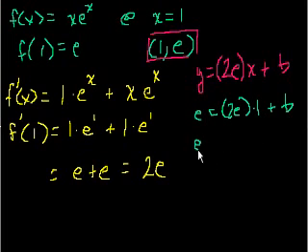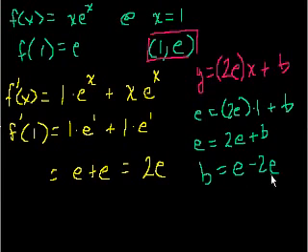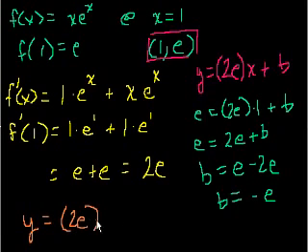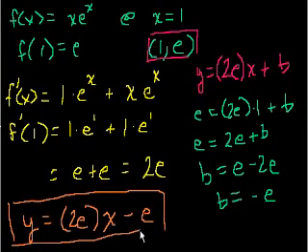And let's solve. So you get e is equal to 2e plus b. Let's subtract 2e from both sides. We get b is equal to e minus 2e. b is equal to minus e. Now we're done. What's the equation of the tangent line? It is y is equal to 2 times e x plus b, but b is minus e, so it's minus e. So this is the equation of the tangent line. If you don't like these e's there, you could replace that with a number 2.7, etc., and this would become 5 point something, and this would just be minus 2.7 something. But this looks neater.